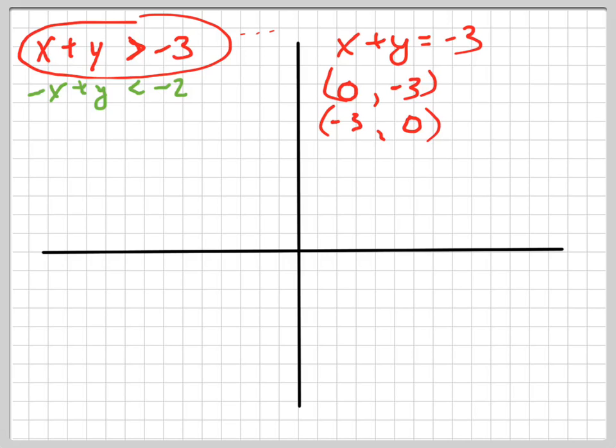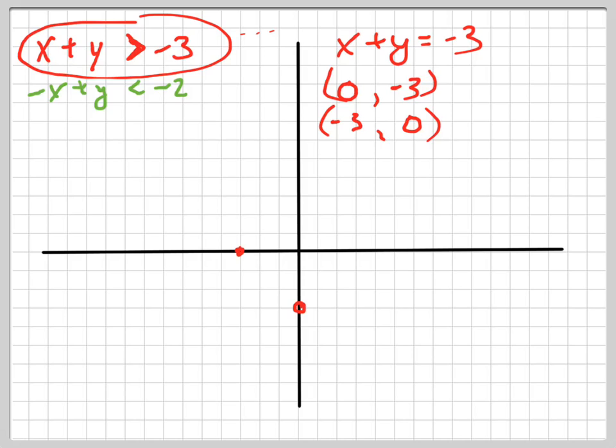So (0, -3) is right here. Now technically these should be open circles because this says greater than and not equal to, so I'm going to make them somewhat open circles. And then (-3, 0), I'm sorry, this was (-3, 0), and (0, -3) is right here. Whoops, I did that wrong. Sometimes my eyes get crossed when I'm looking at these. 1, 2, 3. That's (0, -3).